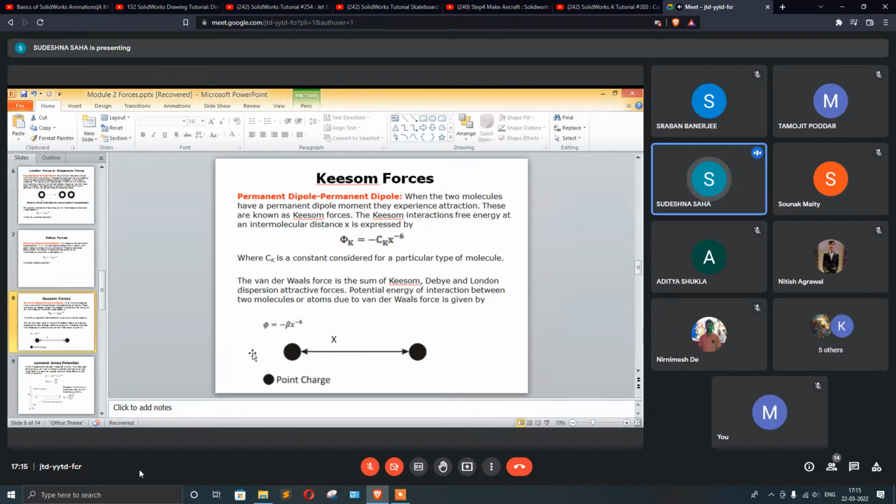So whenever we are talking about van der Waals forces, the equations that we have generated here are due to the attraction forces between two point charges separated by a distance x. That is the potential energy given by this equation, and it is the distance between the two molecules to the power minus 6.